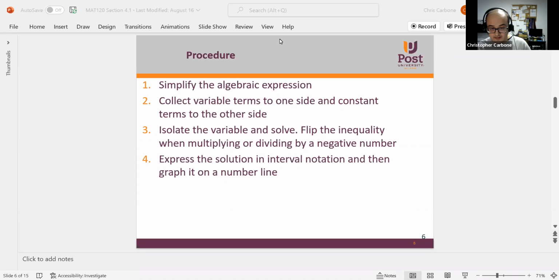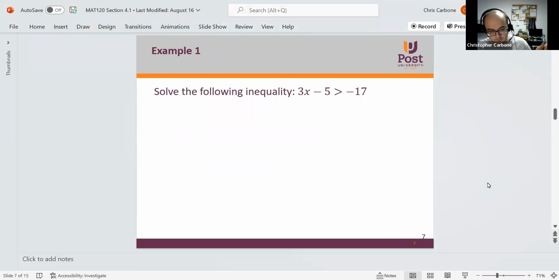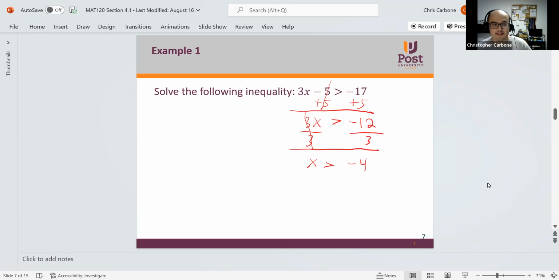So what does that mean? Well, example 1, solving this inequality. 3x minus 5 greater than negative 17. So we need to move over this 5. We would add 5 to both sides. Gets rid of that 5. Well, if 3x is greater than, this would be negative 12. And then dividing by 3 to isolate that x. These cancel. We get x is greater than negative 4 in this case.